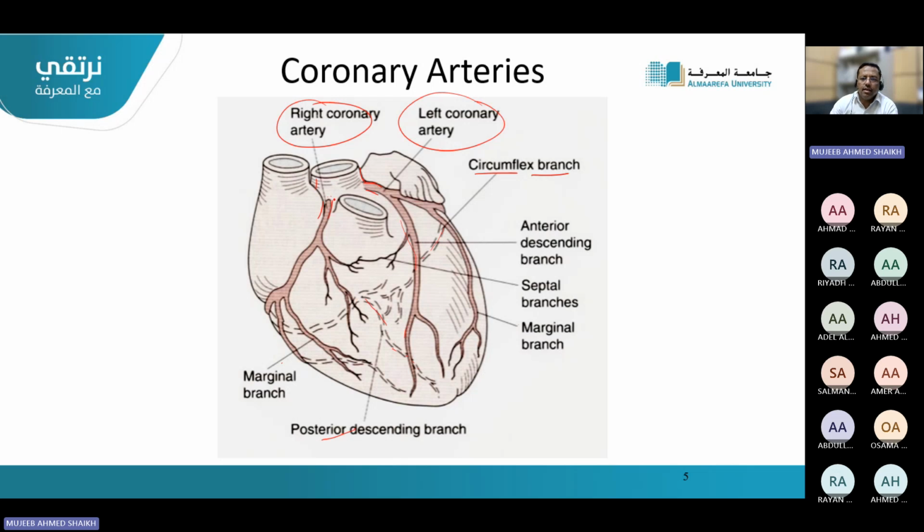As shown in the picture, the left coronary artery is supplying the left atrium and left ventricle, whereas the right coronary artery supplies the right atrium and right ventricle, anterior part, posterior part, like that. Again, on the right side, the right coronary artery is mainly supplying the SA node and AV node also. Right coronary artery, nodal branches.